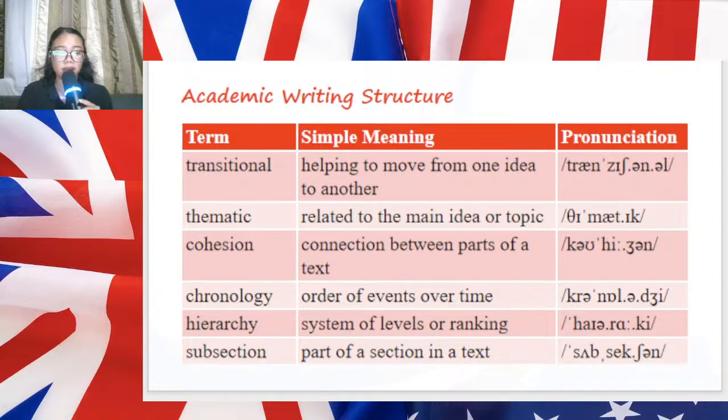Next to that is thematic. Again, thematic. It is related to the main topic or idea. Thematic describes something that focuses on or is built around a central theme or main idea. If your paragraph is thematic, it means that all sentences within it directly support one core topic. This helps you maintain focus and ensures your writing is clear, concrete, and also coherent.